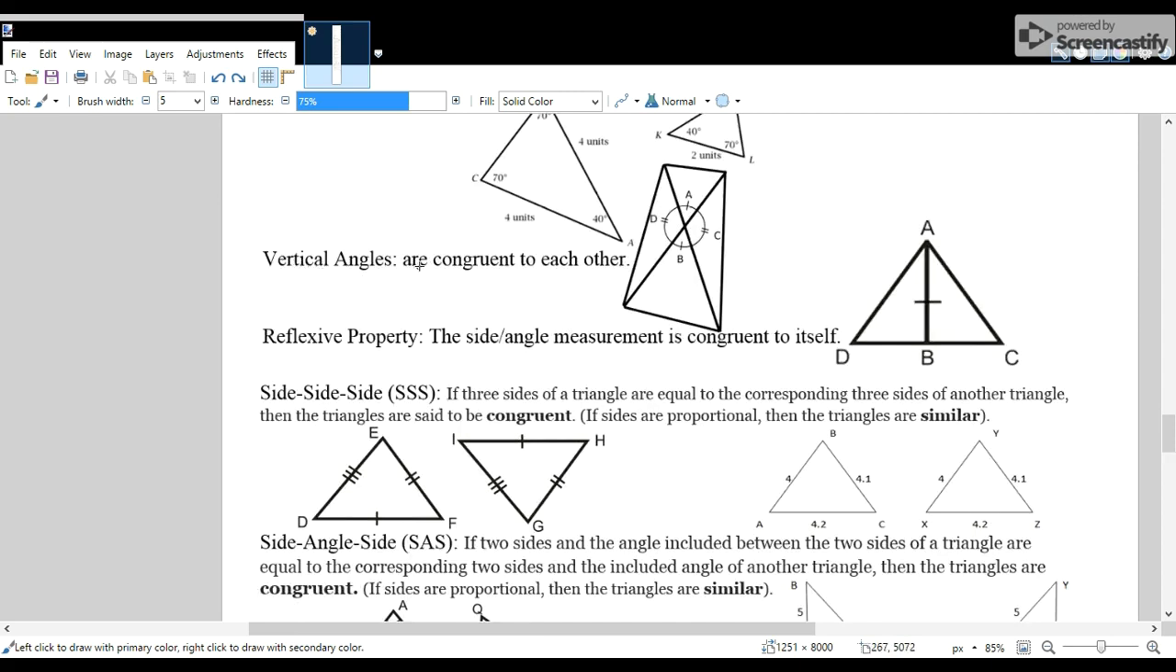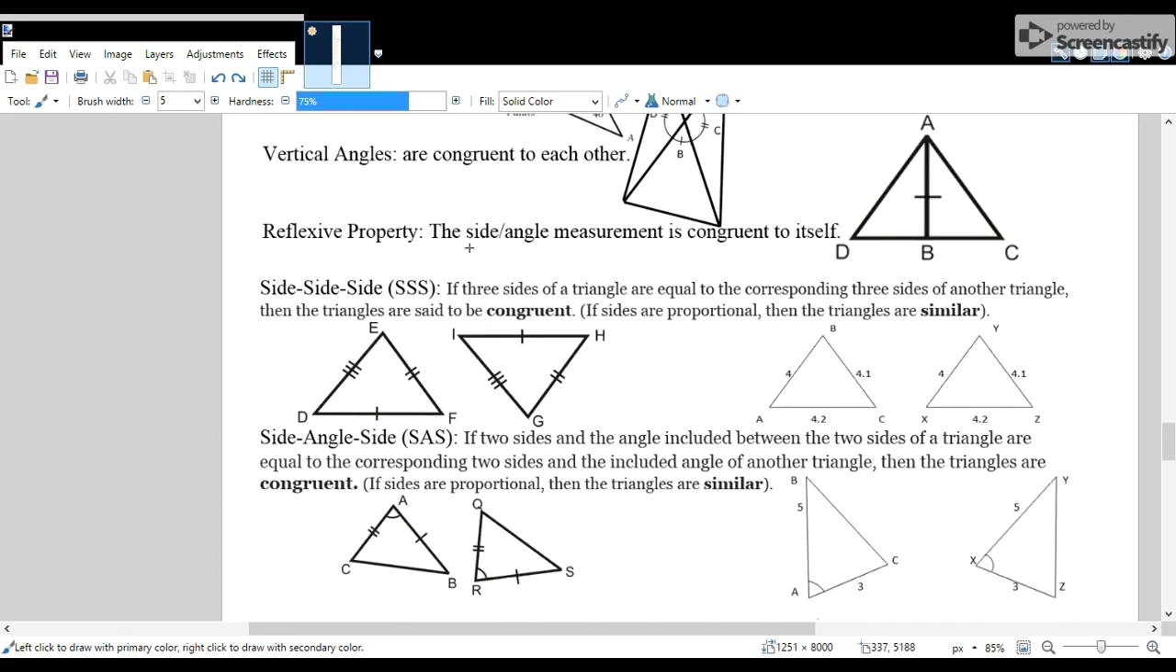Vertical angles are congruent to each other. So that means that angle D is equal to angle C, and angle A is equal to angle B. All four of them together would give you 360 degrees.